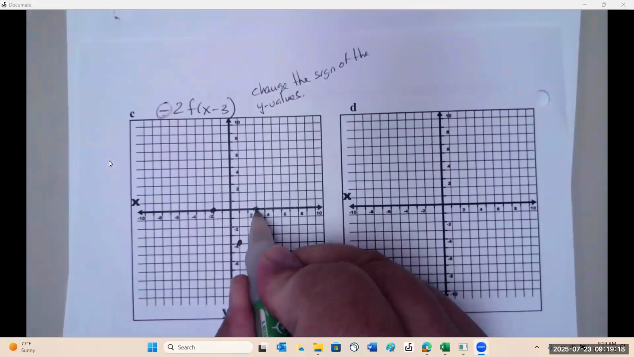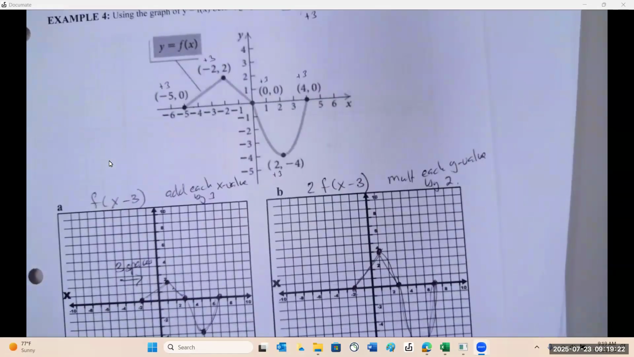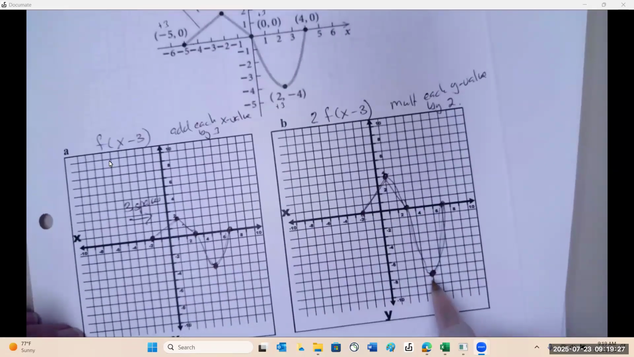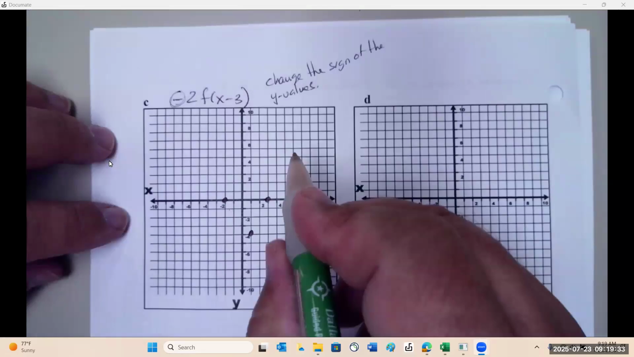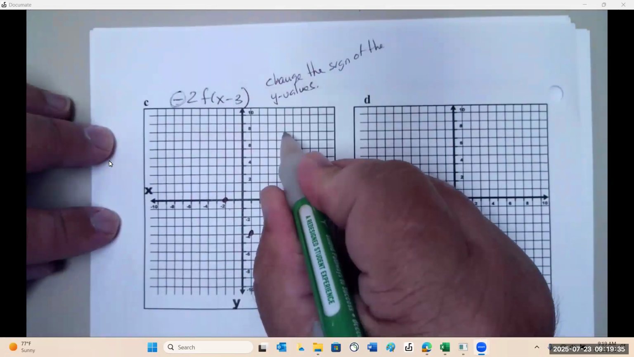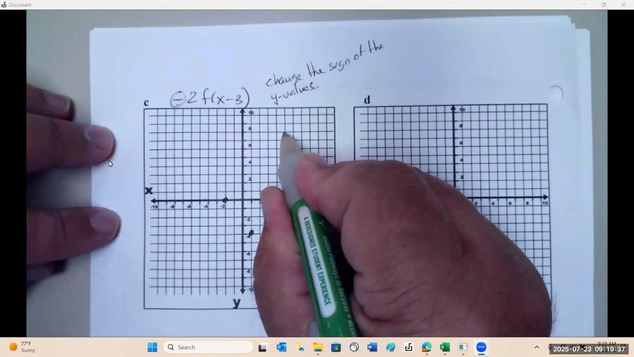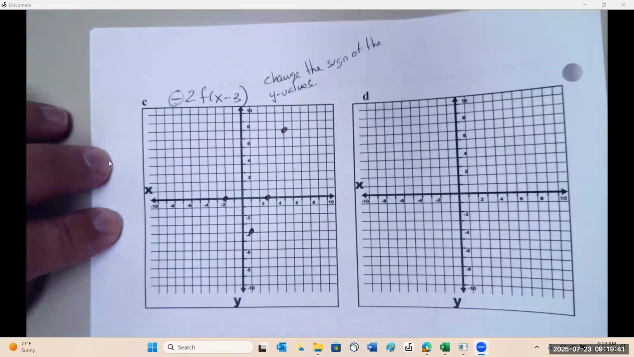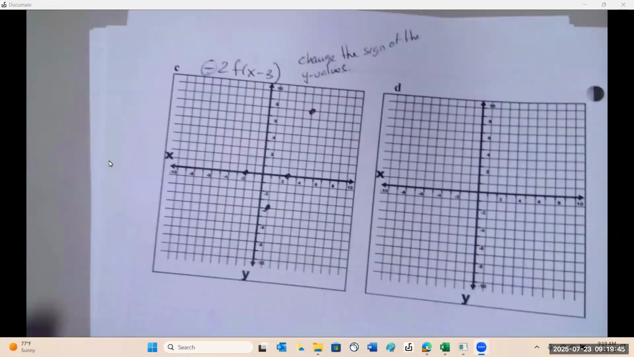Three, 0 stays there since nothing changes. This one is 5, negative 8. So what's my new point? 5, positive 8. So go to 5, go to positive 8. And the last one's at 7, 0. It stays at 7, 0.